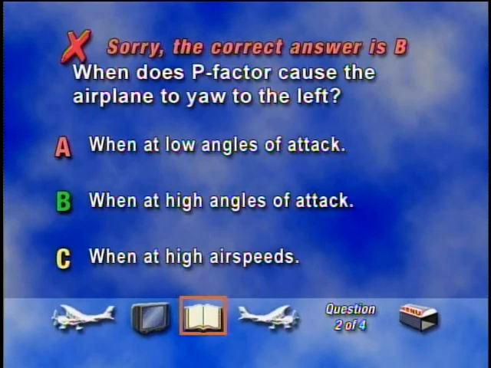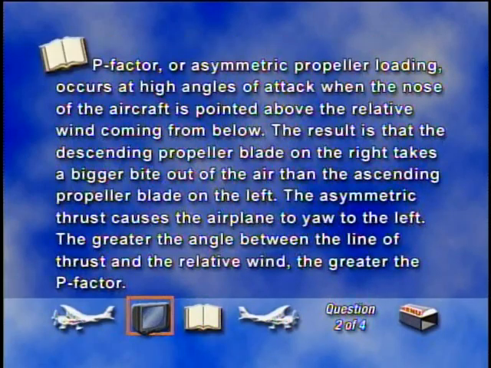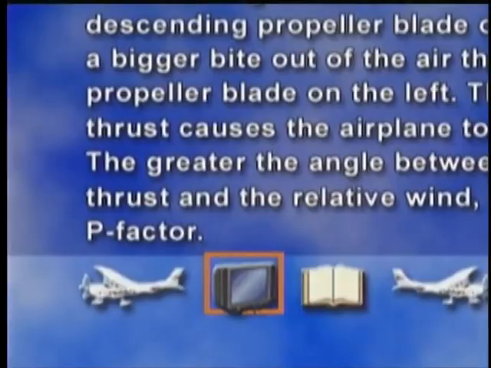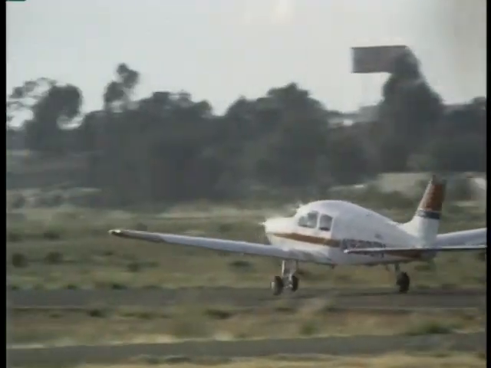Pressing Enter with the highlight on the open book brings up an explanation for the answer to that question, and the orange box moves to highlight the TV. Choosing the TV replays the video lesson.